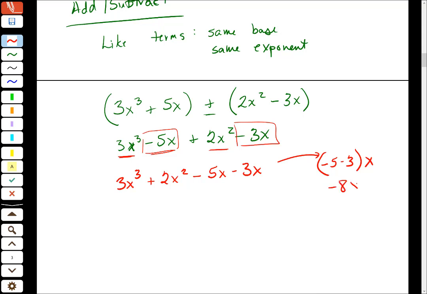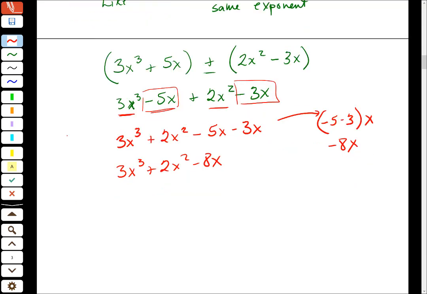So I get negative 8x, because when I subtract 2 negatives, they get more negative, right? So I get 3x cubed plus 2x squared minus 8x. And then this polynomial is as simple as it can be. There are no more like terms, so I can't do anything else.